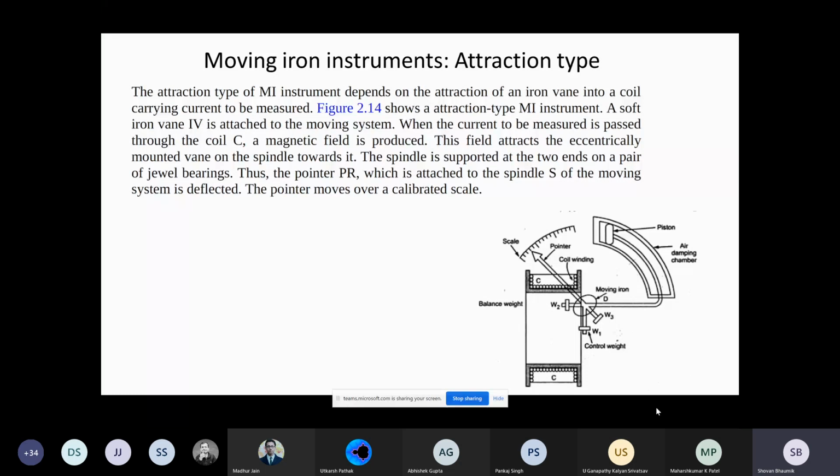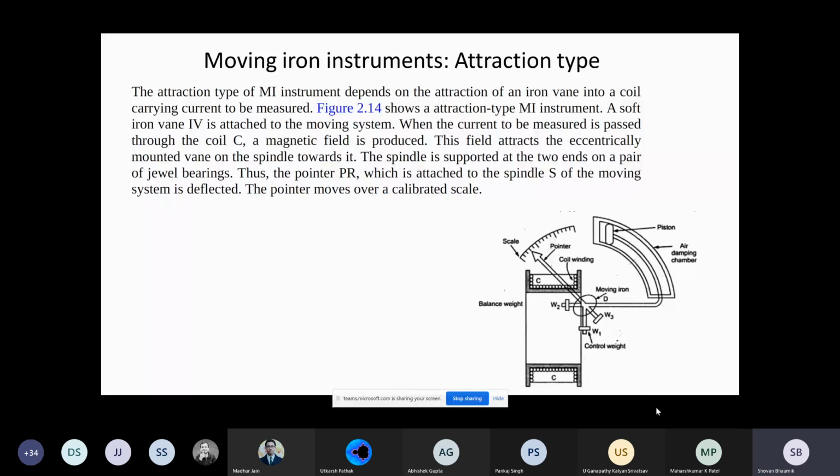So this is the main construction. Let me tell again. There will be a coil winding through which the current will be passed. As the current passes through the coil winding, it can be very high in nature. There is no limitation. You can increase the gauge of the coil winding, and more and more current can be passed. Once the current is passed through the coil winding, the area will be magnetized, and there will be an iron vein. The iron vein will be attracted.